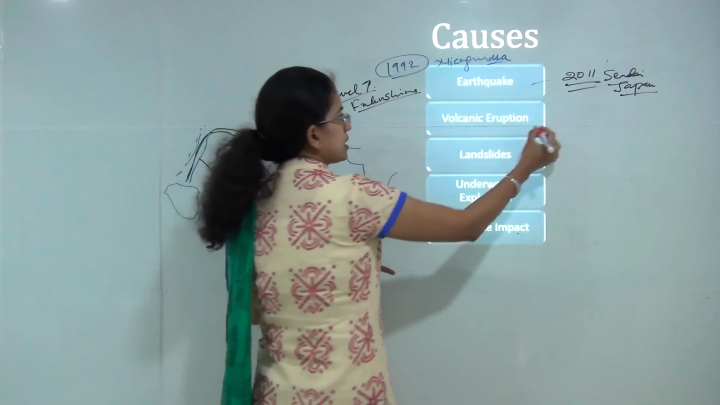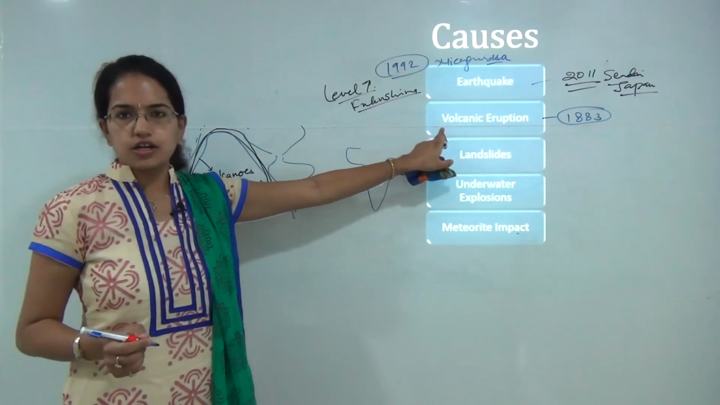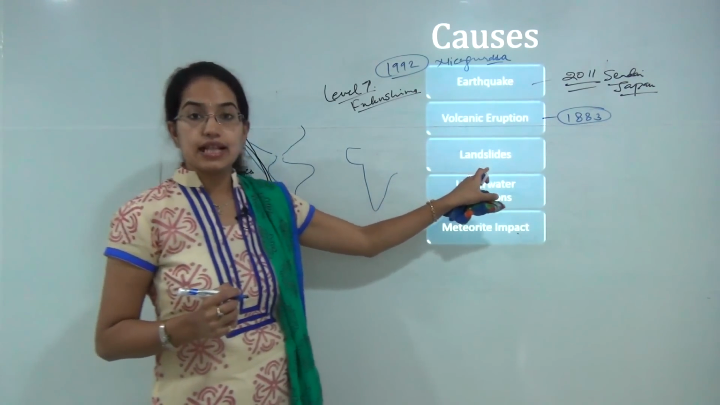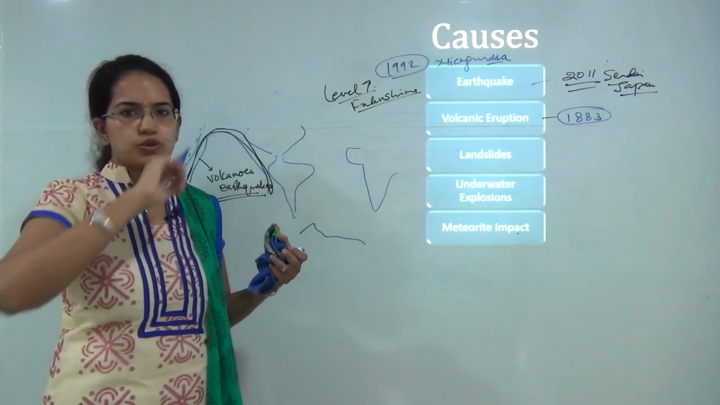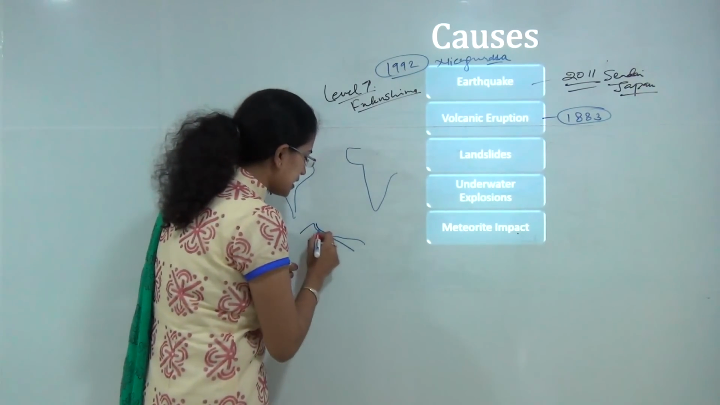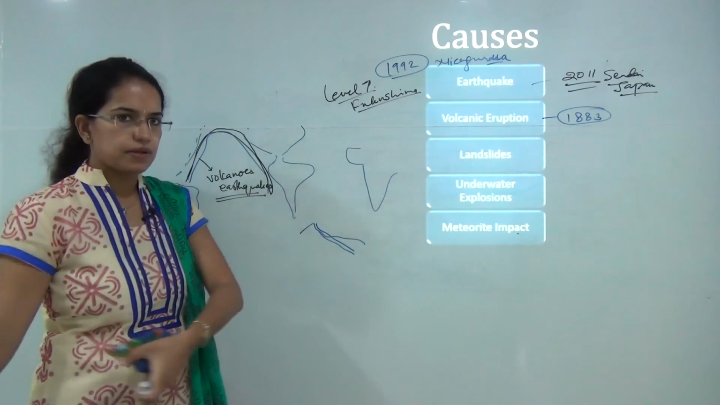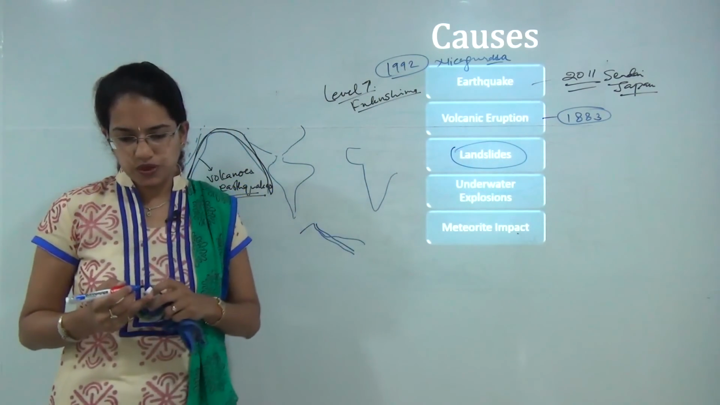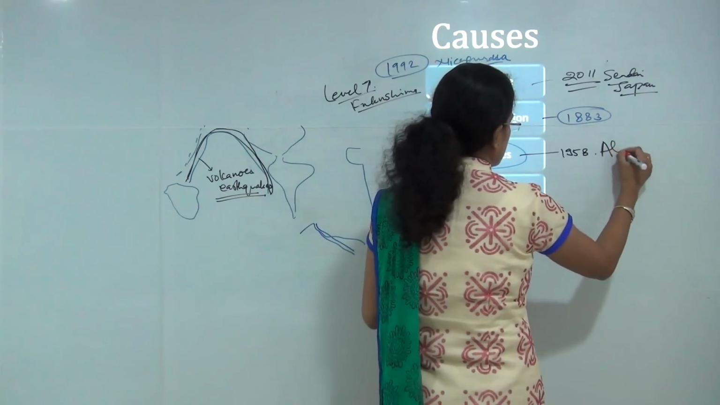Some of the important volcanic eruptions: in 1883, Krakatoa, that led to a huge tsunami, and then there are some other reasons as well. One is landslide. Beneath the ocean, you have landforms similar to what you have on the earth's surface. So you have mountains beneath the oceans. If a landslide occurs beneath the ocean, with a mountain and rocks tumbling down, that would again lead to a huge tsunami. A common example was 1958 Lituya Bay in Alaska.